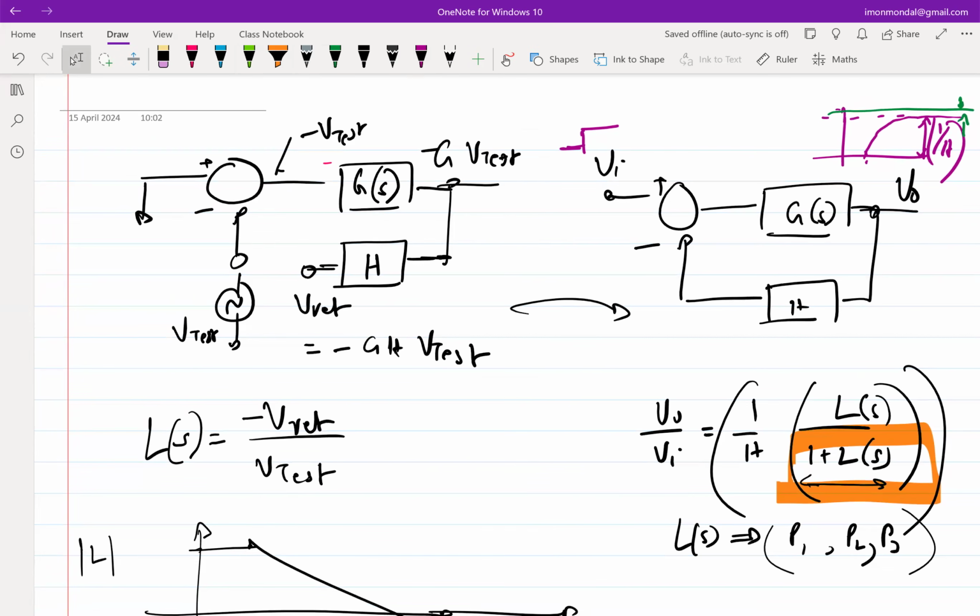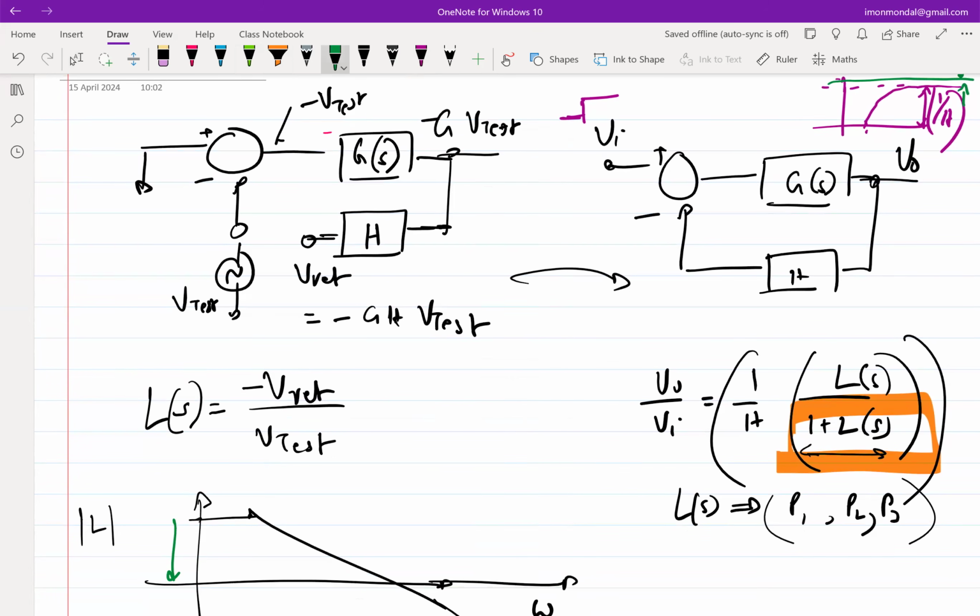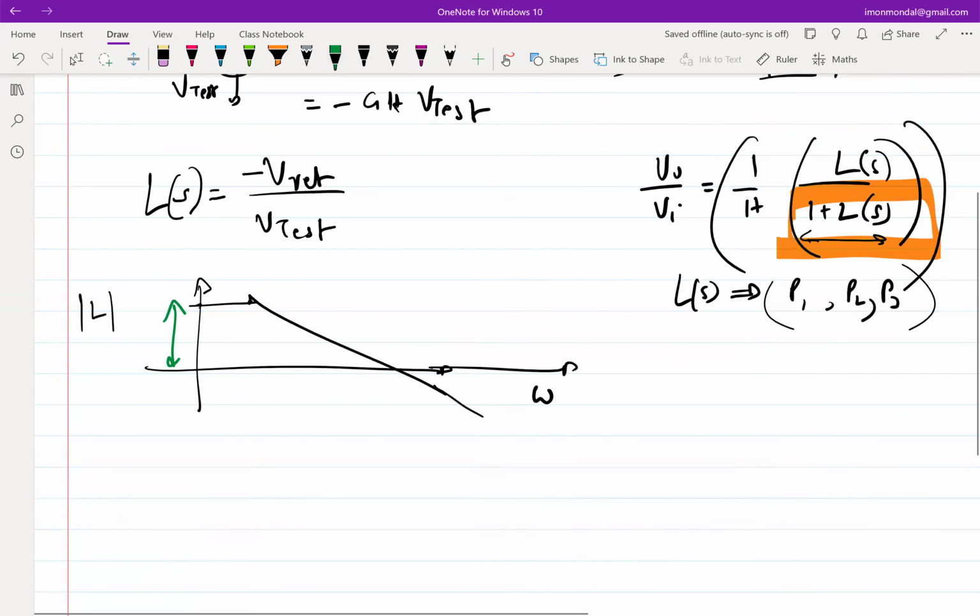That steady state error is a function of the DC loop gain, right? I think you already know this. So this steady state error is a function of the DC loop gain. If I have to reduce the steady state error, I have to increase the DC gain or the low frequency gain. So let me draw this clearly here.